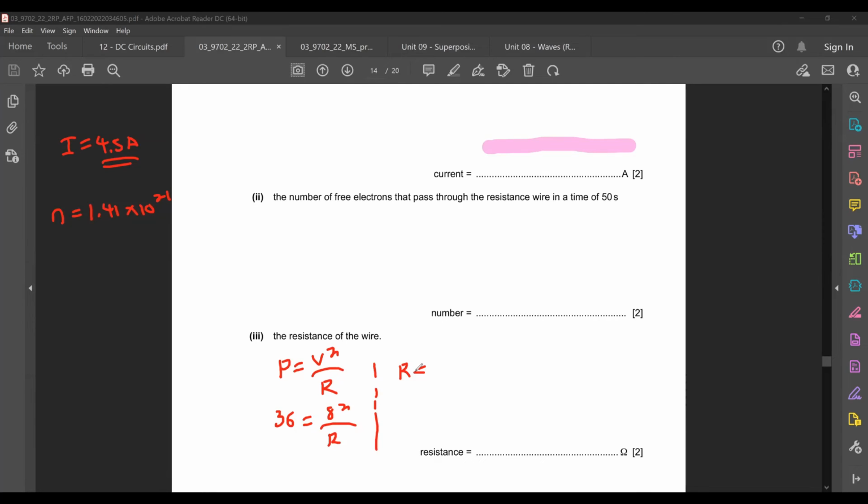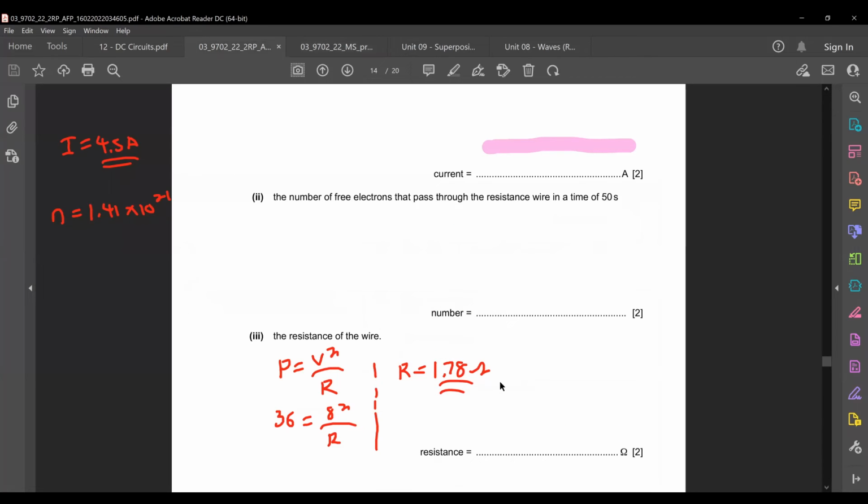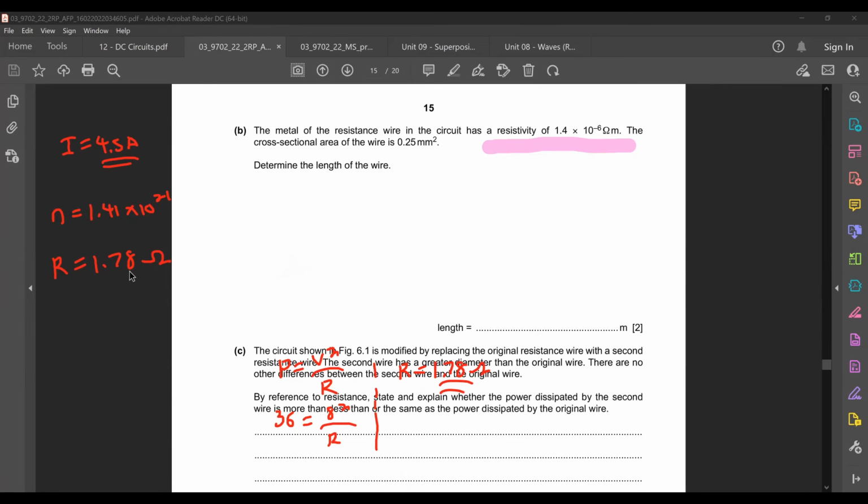So R is 64 divided by 36. It's going to give you 1.78 ohms, if I'm not mistaken. Yeah, you're going to get 1.8 ohms as your answer, but you can just use more significant figures, 1.78 ohms. So this one R is 1.78 ohms.